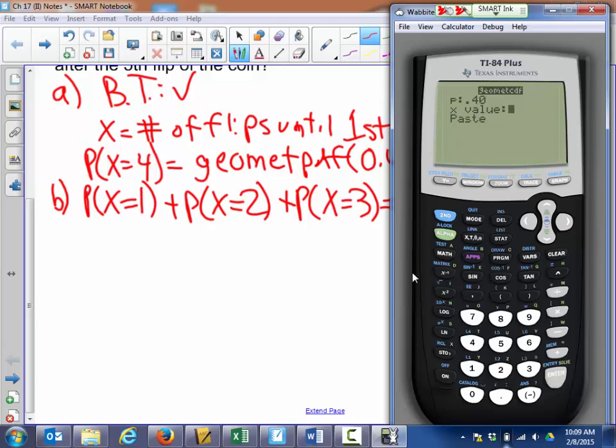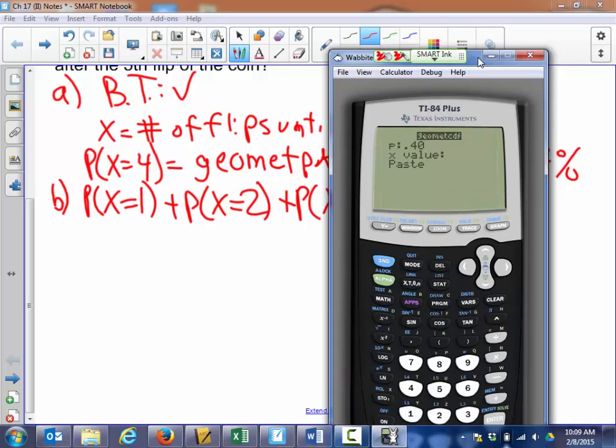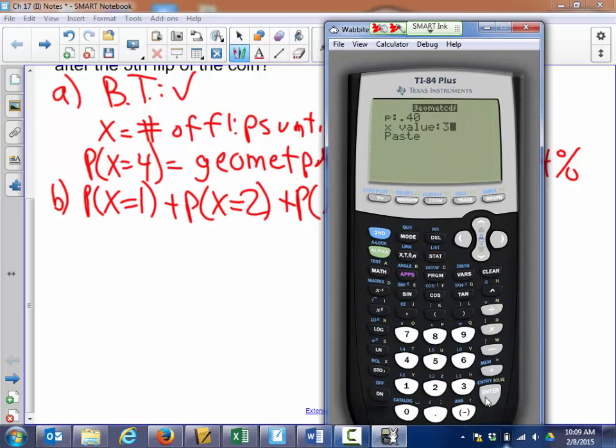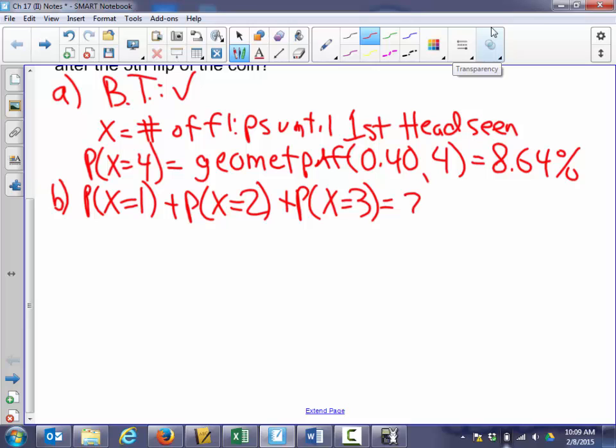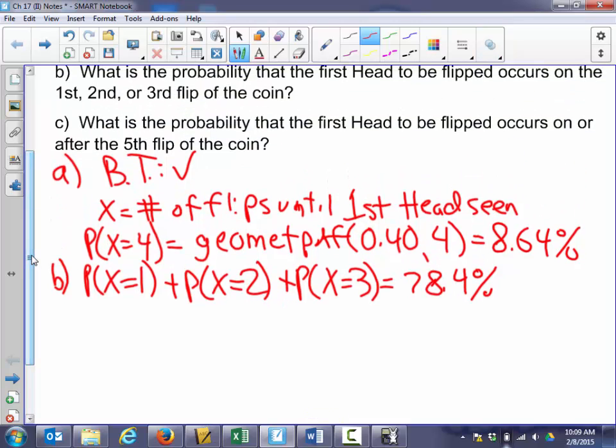The x value I'm going to enter is 3. That's the most successes we were looking for in part B, 3. And then paste, enter, 0.784, so a 78% chance. So what geometPDF did in part A is it found the probability of success on a single trial.